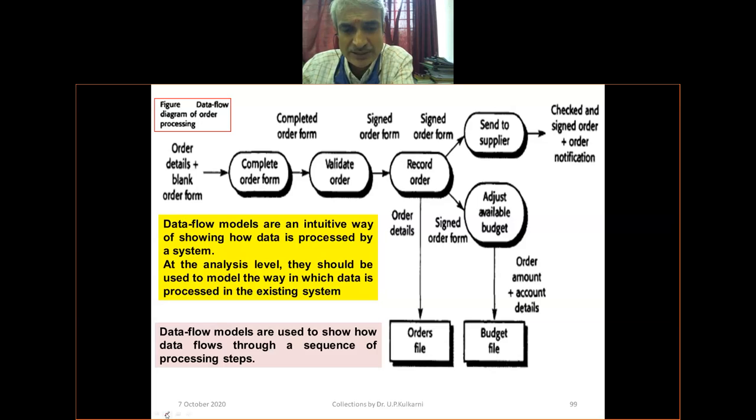One minute, I'll use marking. Yeah. This is the input. It goes to complete order form, validate order, record order, send to supplier, adjust available budget, right? These are all different components.